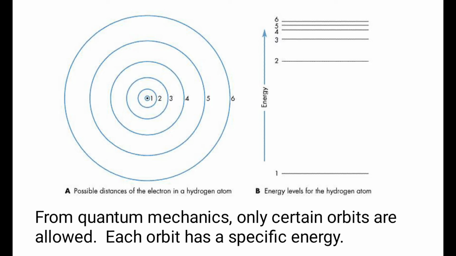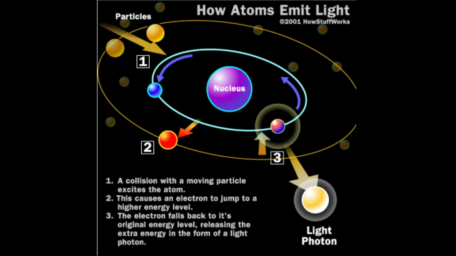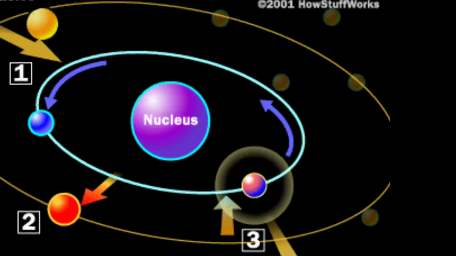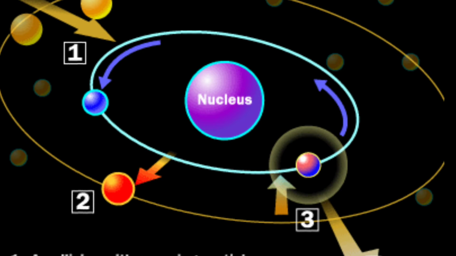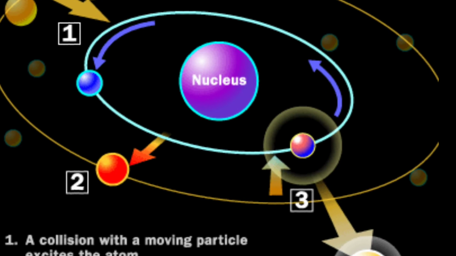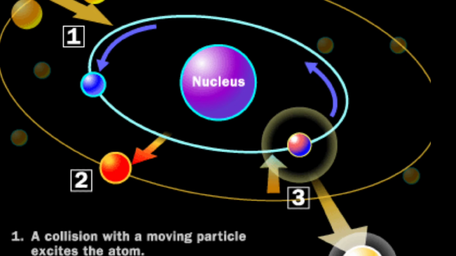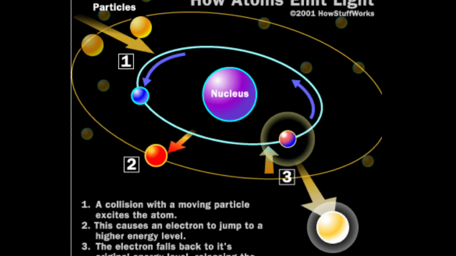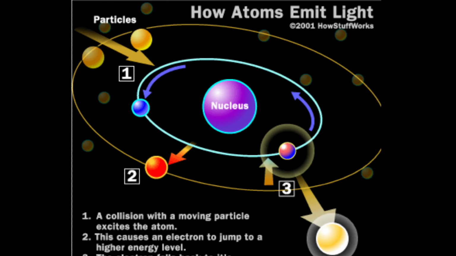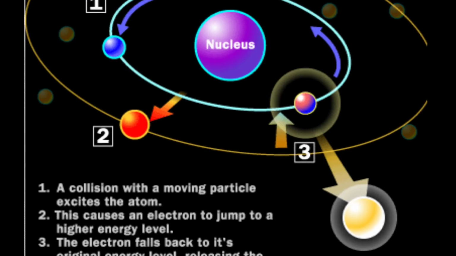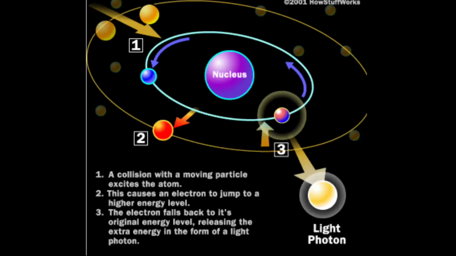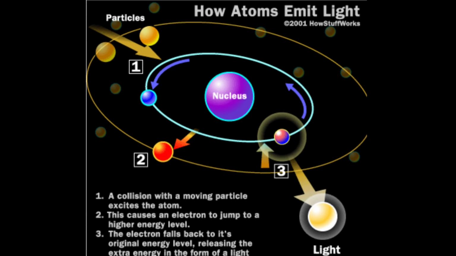These are the energy levels for the hydrogen atom. Quantum mechanically, only certain orbits are allowed, and each orbit has specific energies. This is the nucleus, this is the first orbit, this is the second orbit, and this is the third orbit. If there is a collision with moving charges, while the electron is revolving, the electron jumps from the lower energy level to the higher energy level.